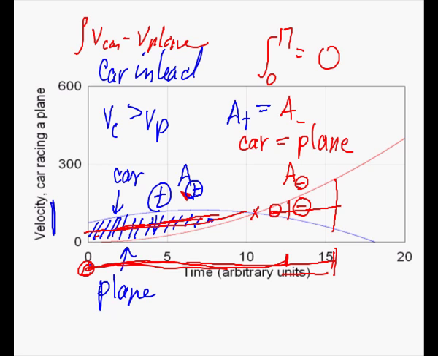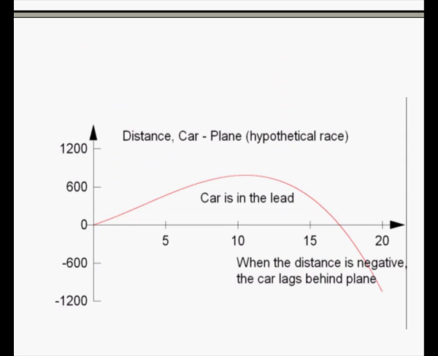In fact, you could break it right here and make it two integrals. You have this positive area, then you would have an area that's negative. And when those two have finally balanced each other out, the car and plane are tied. When this exceeds the positive area, then the plane is in the lead. So remember that they're tied at about t equal 10. So here's the result of that integral.